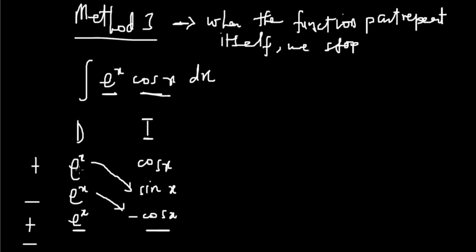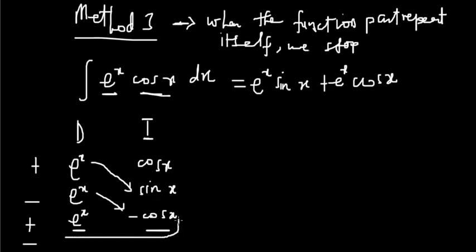So from here we have positive e exponent x, and then sine x. So from here we have e exponent x sine of x, and then we have negative e exponent x, negative cos of x. So that will give us positive e exponent x, and then cos of x. And then, just as we did for method 2, we maintain this expression because it has repeated itself.